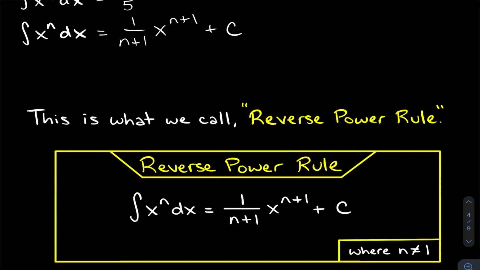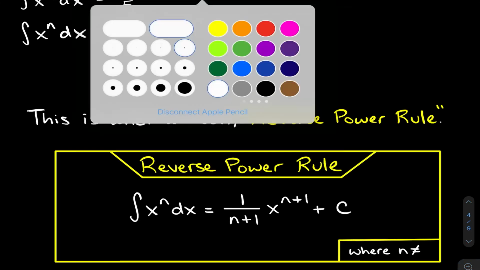And I have that written right here. Now, I do want to note here with this whole reverse power rule thing that this is only going to happen where n is not equal to, this shouldn't say 1, this should say -1.